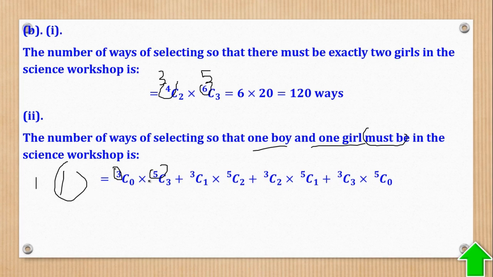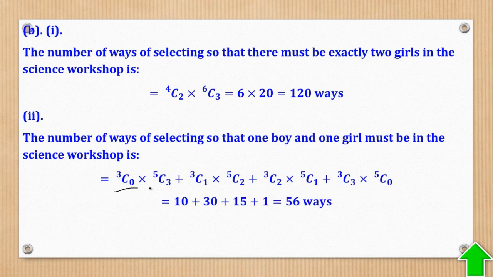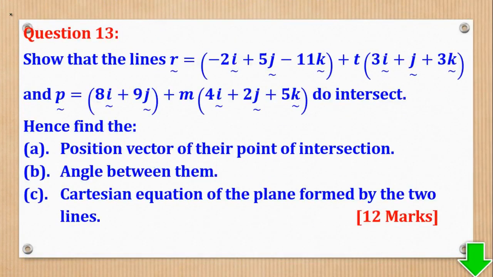Okay. So from these ones now, I need 3 because I've already got 2, 1 boy, 1 girl. So I need to select 3. So I can select 0 girl and 3 boys, or 1 girl and 2 boys, or 2 girls and 1 boy, or 3 girls and 0 boys. So you use the calculator. This gives me 10, this gives me 30, this gives me 15, and this gives me 1. And then I'll come up with 56. So that was question 12.